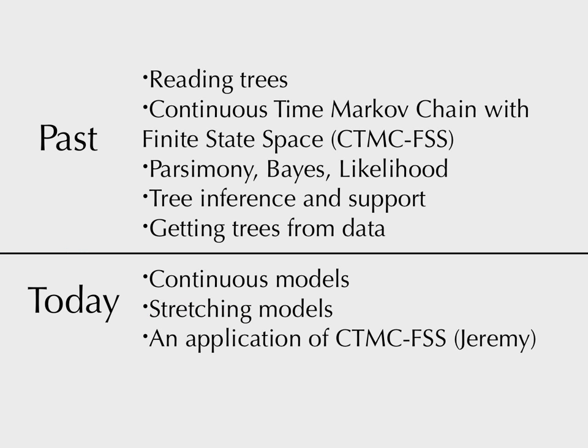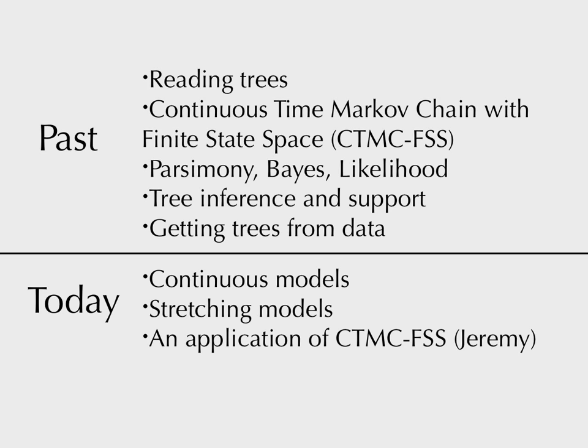So to put it in the context of what we've been doing so far, in the past we've talked about reading trees a lot. We've talked about this continuous time Markov chain with finite state space, CTMC, FSS, which Jeremy's going to talk more about in application later on today. Parsimony, Bayes, likelihood, tree inference, support, and getting trees from data. So at this point you should know how to make trees. You should know something about the models we use to get trees. Okay. So what we're going to do is talk to you about a different model.